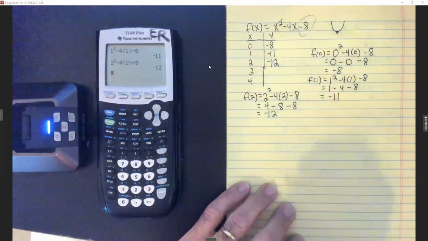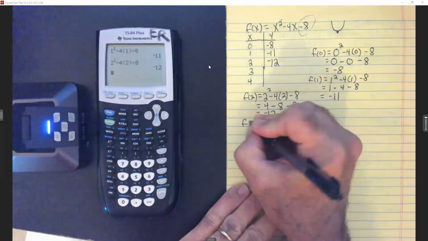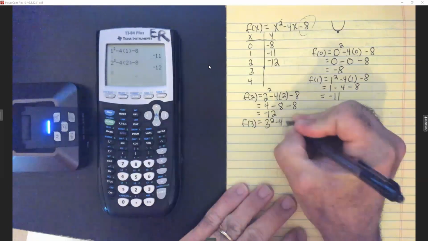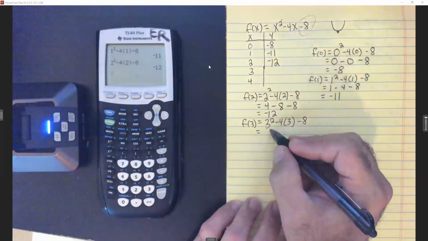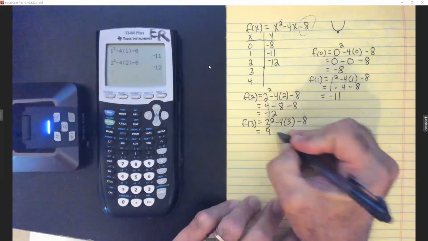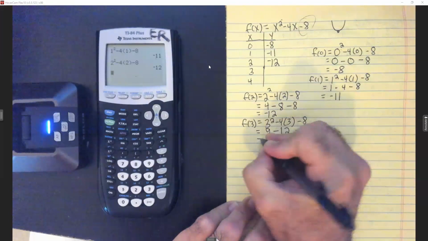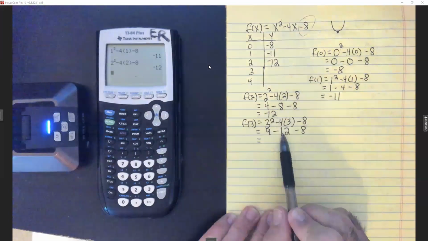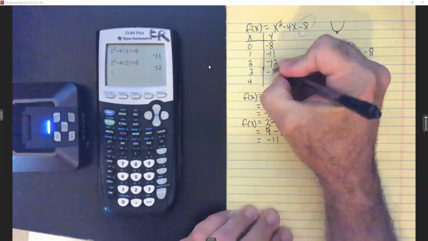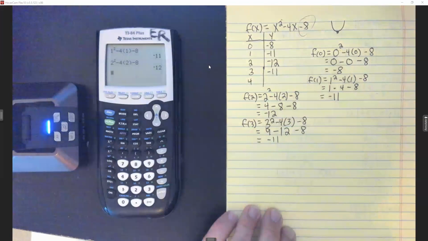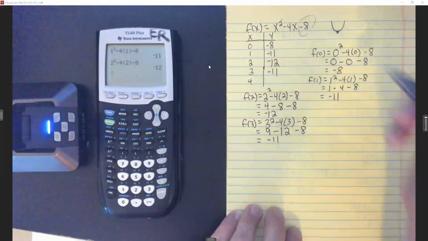All right, let's go. Next is a 3. So f of 3 will equal 3 squared minus 4 times 3 minus 8. So 3 squared is 3 times 3, which is 9. Minus 4 times 3 is 12, minus the 8. All right, so let's see what we get. 9 minus 12 is -3. -3 minus 8 is -11. So now I'm starting to see a symmetry. It looks like that -12 is going to be my center point. So hopefully this 4 will give me a -8.